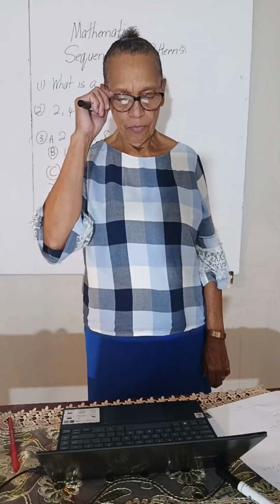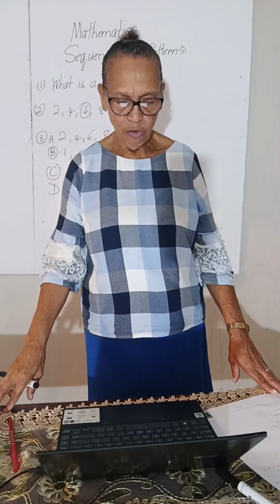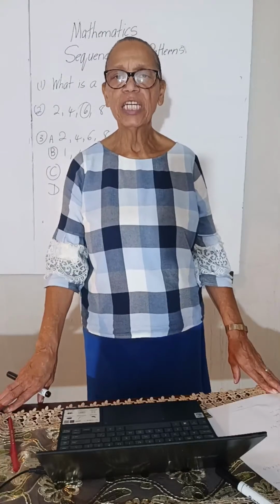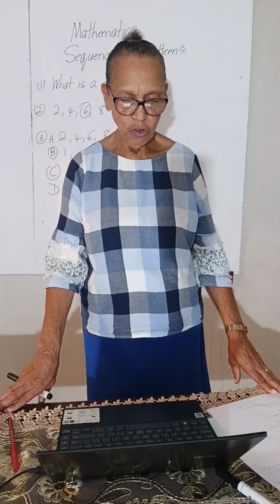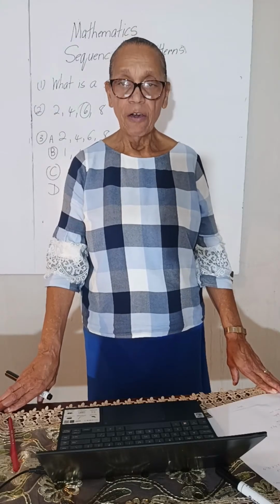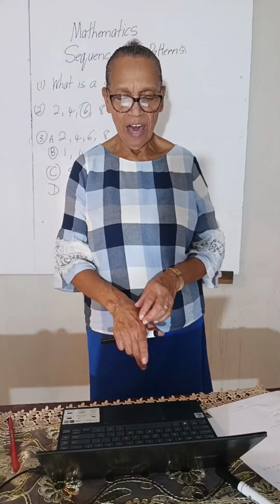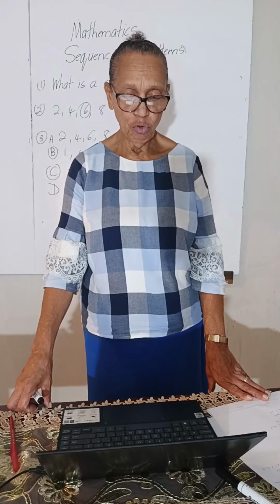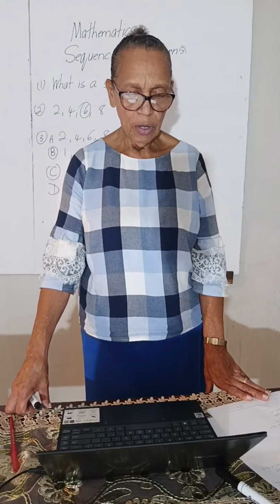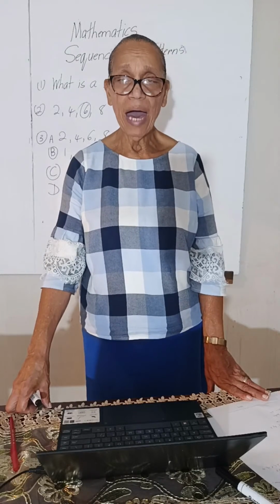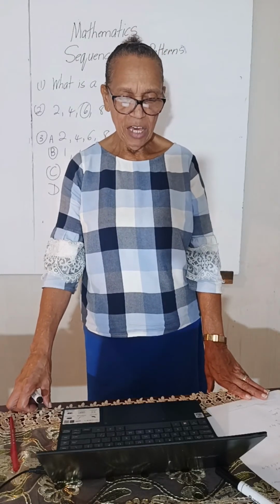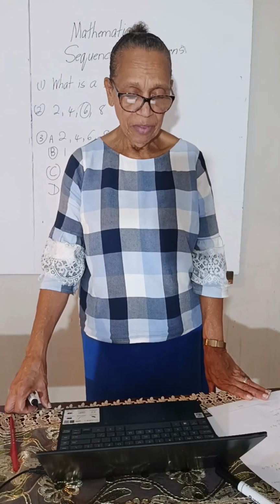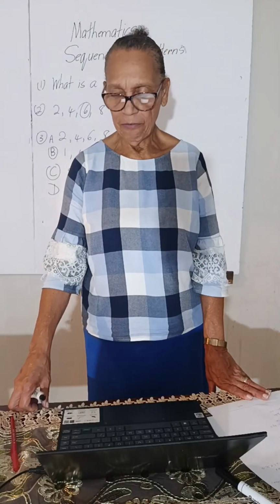Number 5. Which rule describes the sequence? 50, 45, 40, 35. Which rule describes the sequence? You subtract 5. That's rule 1. That's A. Rule 2. A, you add 5. B, you subtract 5. C, multiply by 5. D, divide by 5.